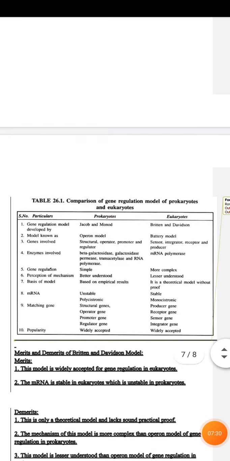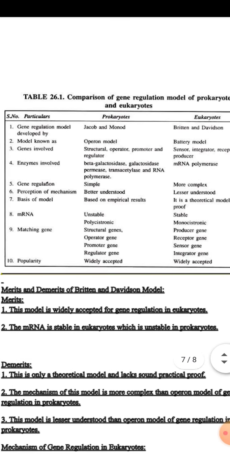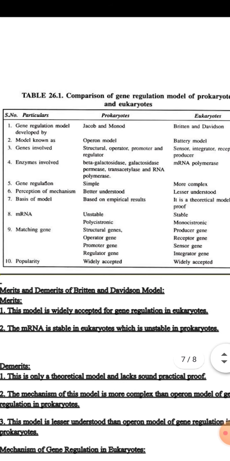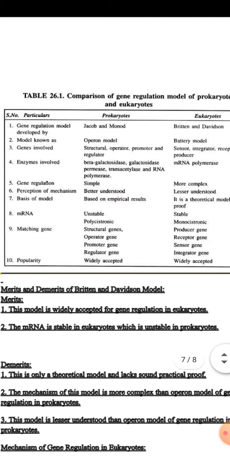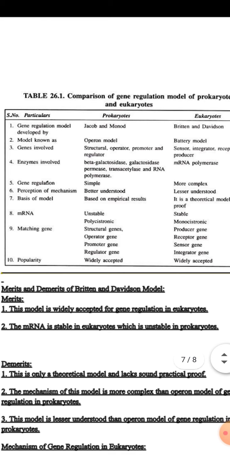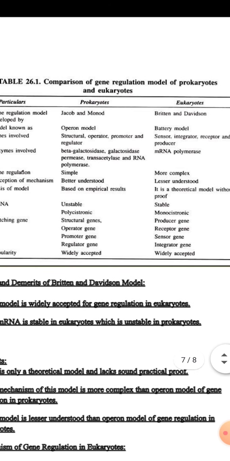Then further, this is the figure which shows the comparison of gene regulation models in the prokaryotes and eukaryotes. The gene regulation model in the prokaryotes was developed by Jacob and Monod, and in the eukaryotes it was developed by Britten and Davidson. The model is known as the operon model in prokaryotes, and in the eukaryotes it is known as the battery model. The genes involved in the prokaryotes are the structural genes, promoter genes, operator genes, and the regulator genes, whereas in the eukaryotes they are the sensor genes, integrator genes, receptor genes, and the producer genes.